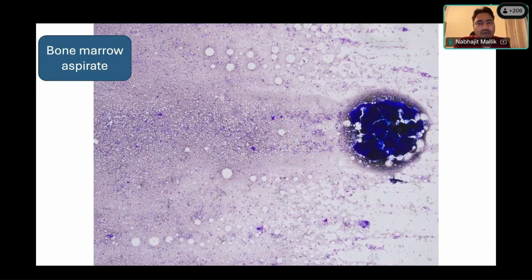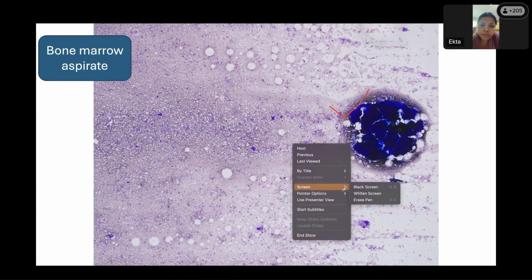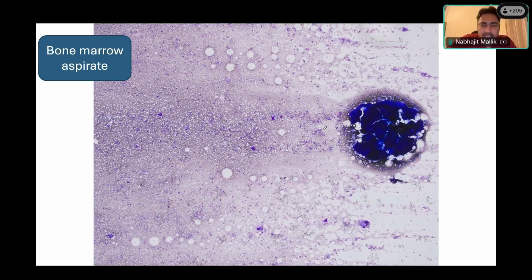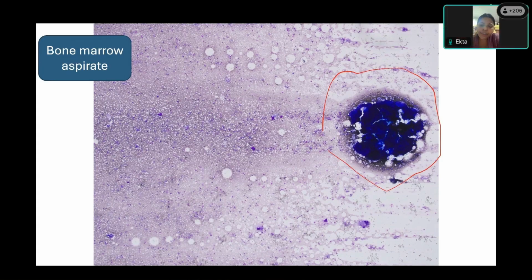So Dr. Ekta, now we do a bone marrow aspirate. What do you see in this slide? A smear exam and show. What is this thing here? I'll just circle it again. This entire thing. That's a bone marrow particle, right? So we have a bone marrow particle.